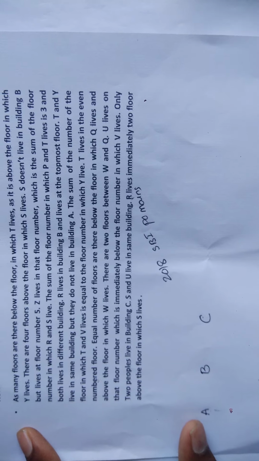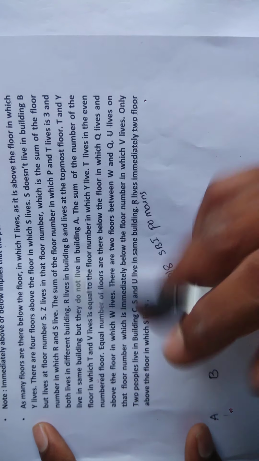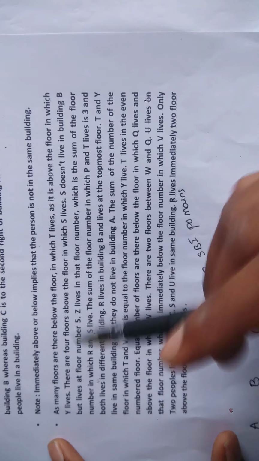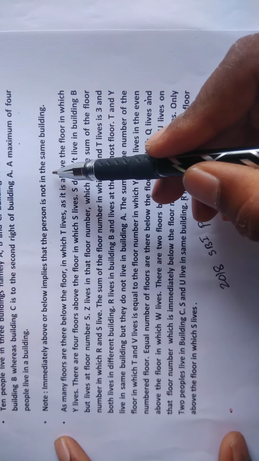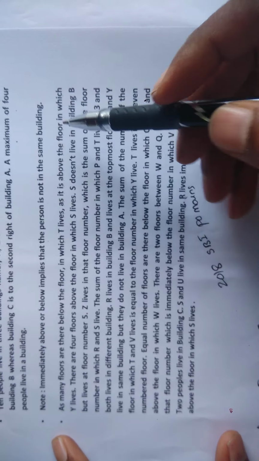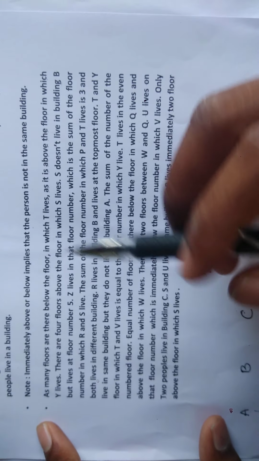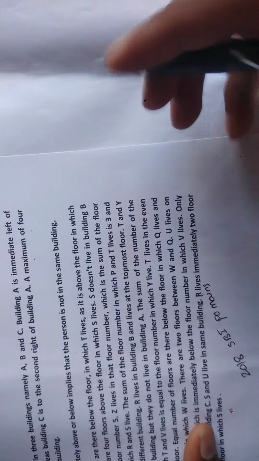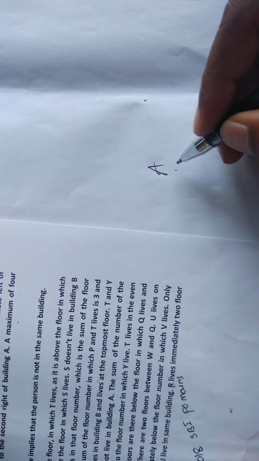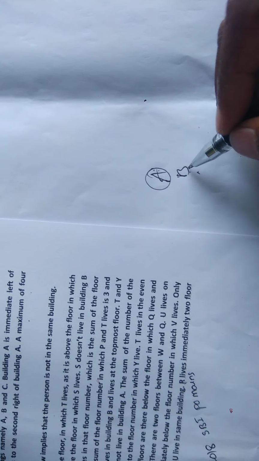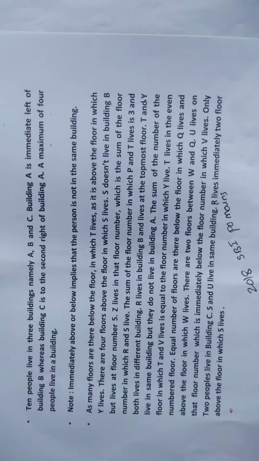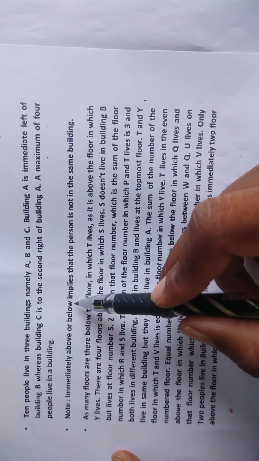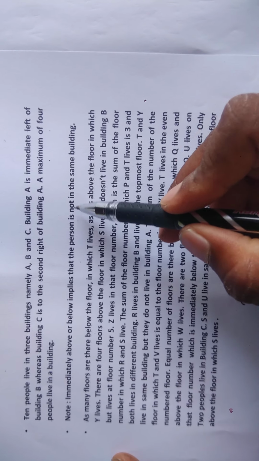The next point is what? See here, check the note point. The given note point is what? Immediately above or immediately below implies that the persons are not in the same building. Yes, suppose they mention A and B, if A is immediately above B, it means they are not in the same building, they are in different buildings. Yes, note point: immediately above or below implies that the persons are not in the same building.